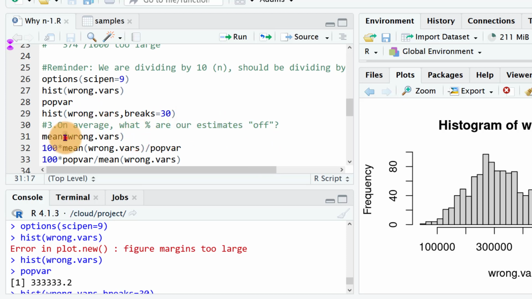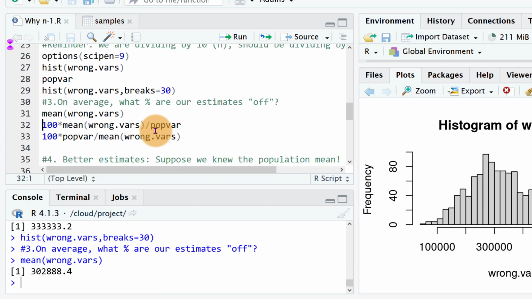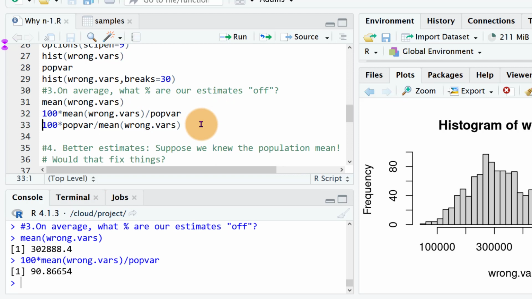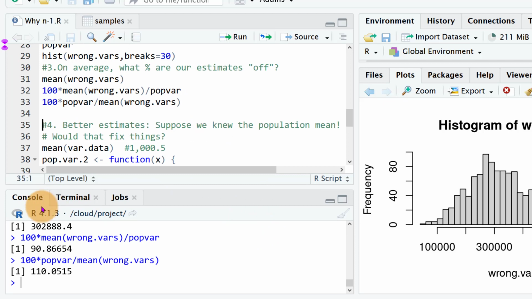So here I'm taking the average of all those 1,000 estimates of the population variance to see what it is. Just slightly above 300,000. So let's look at the ratio of that number to the truth, 333,333, as a percentage. Our estimates of the population variance on average are only about 91% of the right answer. And then if we flip that, we see that they're about 10% too big.